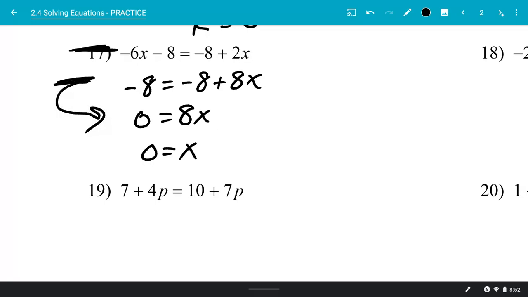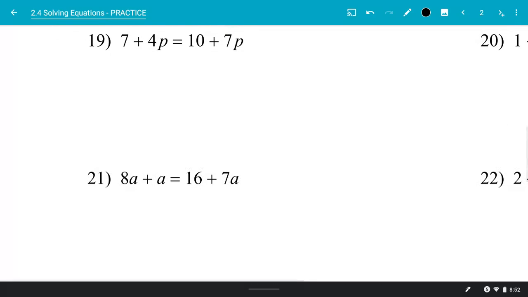Don't you have to move the negative 8 over to the other? Yeah, remember I would cover up the variable, so I'd have to add 8x to both sides, right? So it cancels on one side, negative 8 plus 8 is 0. Then what? You divide by 8. I need you to get from where you are to here.